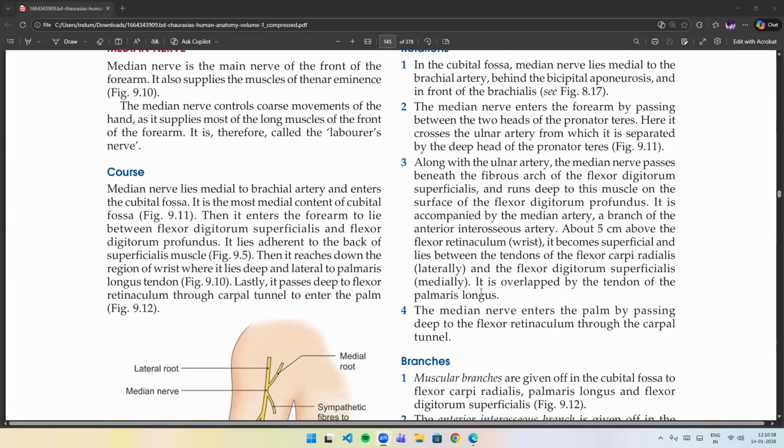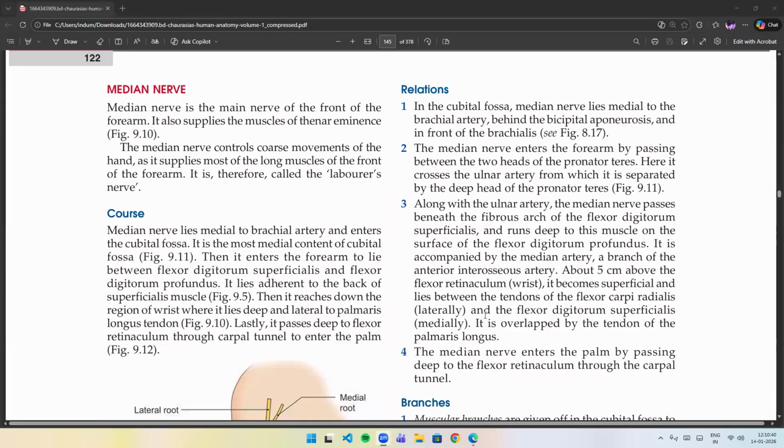Relations. Number 1. In the cubital fossa, median nerve lies medial to the brachial artery, behind the bicipital aponeurosis and in front of the brachialis. See figure 8.17. Number 2. The median nerve enters the forearm by passing between the two heads of the pronator teres. Here, it crosses the ulnar artery from which it is separated by the deep head of the pronator teres, figure 9.11.